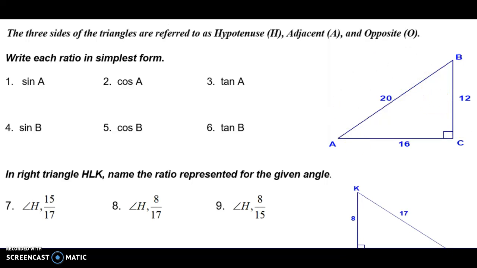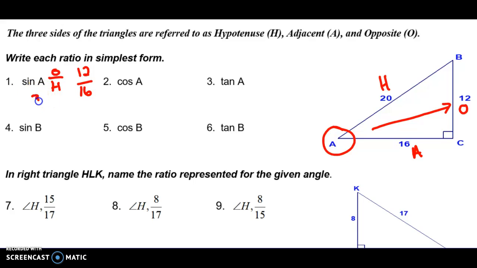using the triangle here on my right, for sine of A, I circle A. 12 is the opposite because it goes through the triangle. 16 is the adjacent side because it's between the angle and the right angle. And 20 is the hypotenuse. So to find sine of A, sine is opposite over hypotenuse. So 12 over 20, which simplifies to 3 over 5. You always want to simplify your work.